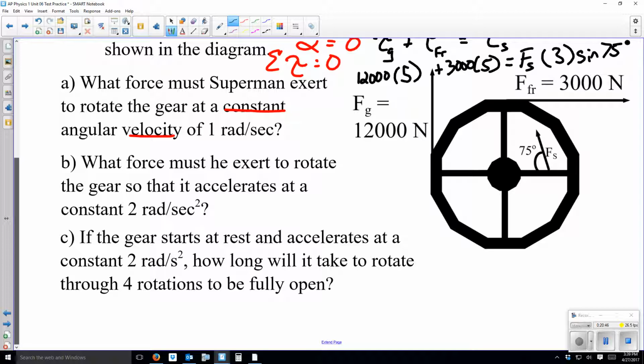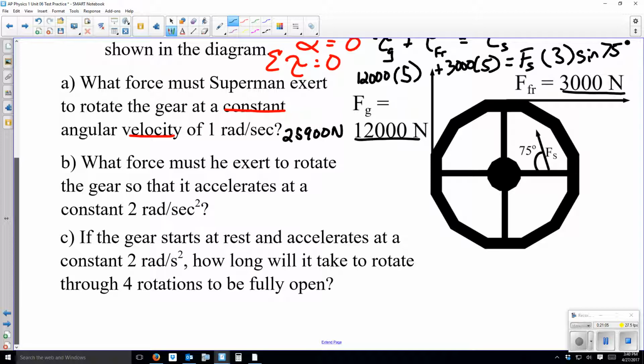So if we work out all of that math, again, at this point, it's just algebra. The answer should come out to be 25,900 newtons. So he had to exert a significantly greater force than just 12,000 plus 3,000 because he was closer in and exerting it at an angle.